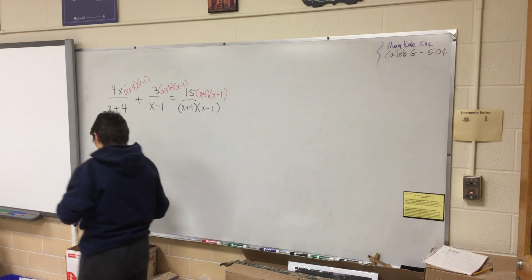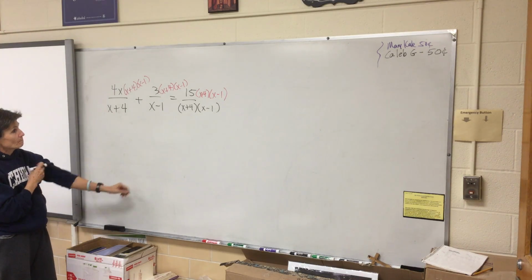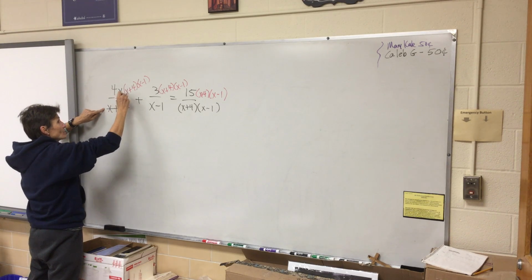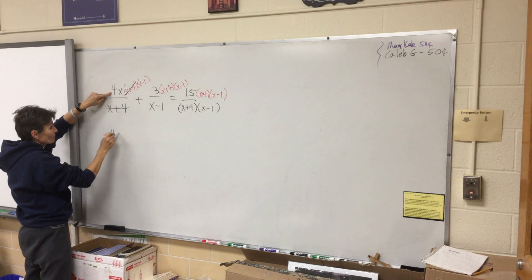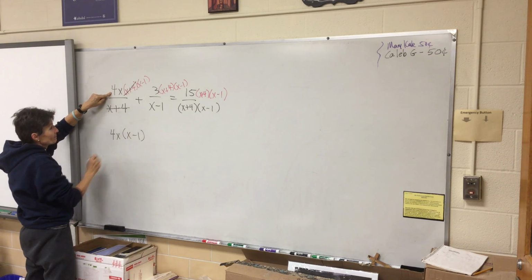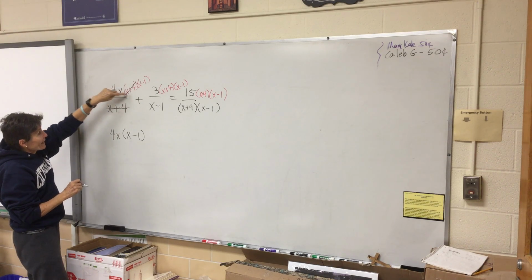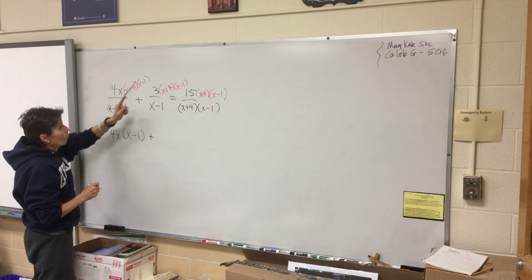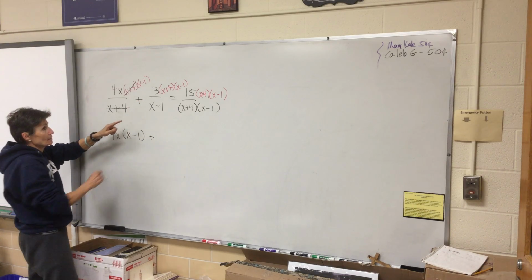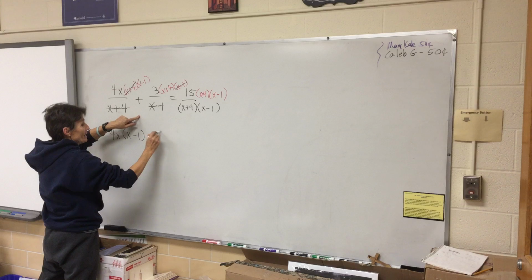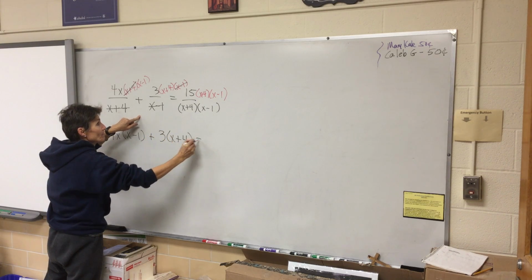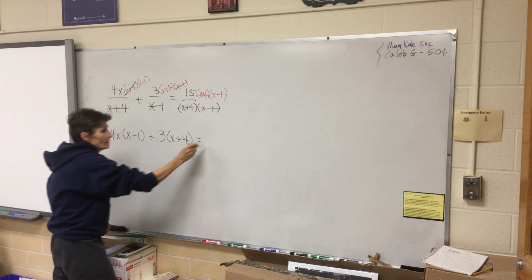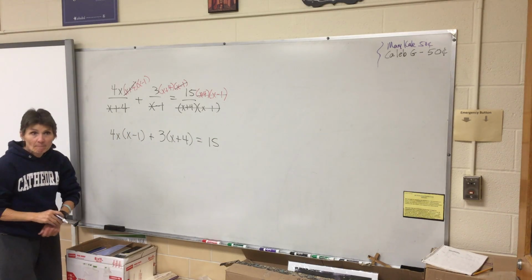Now, you've decided you're going to multiply by x plus 4, x minus 1. Now I'm going to do my canceling. So the x plus 4s cancel out here, and that leaves me with 4x and x minus 1. That's what I have left when I cancel out the x plus 4. Now, what do I have left here? I cancel these out, and I have 3x plus 4. Very good. Oh, look over here. Doesn't it all cancel? So all I have left is 15?